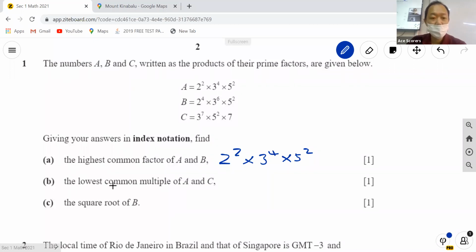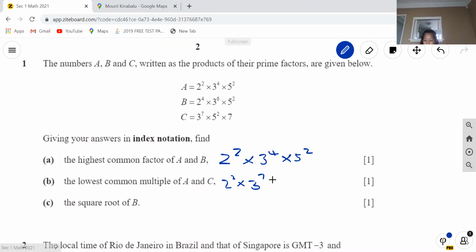Okay, for part A. Part B, the lowest common multiple. So to find the lowest common multiple, you choose the highest power. Right? So highest power between A and C, we have a 2 squared, and then we have a 3 to the power 7. Okay, and 5 squared, and we have a 7 here.